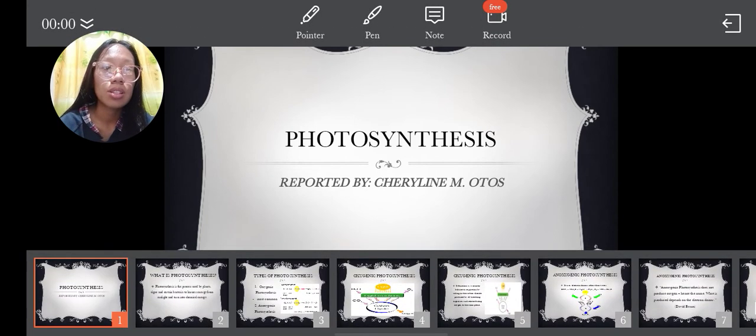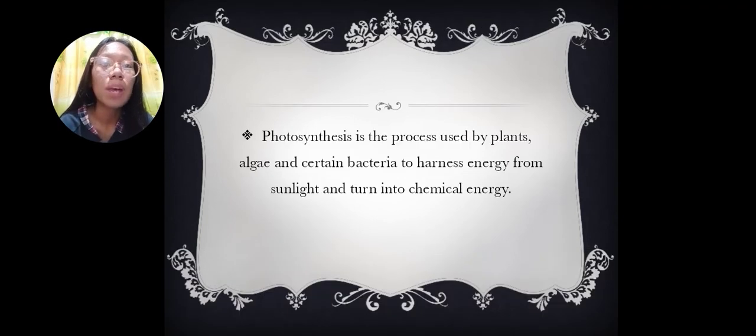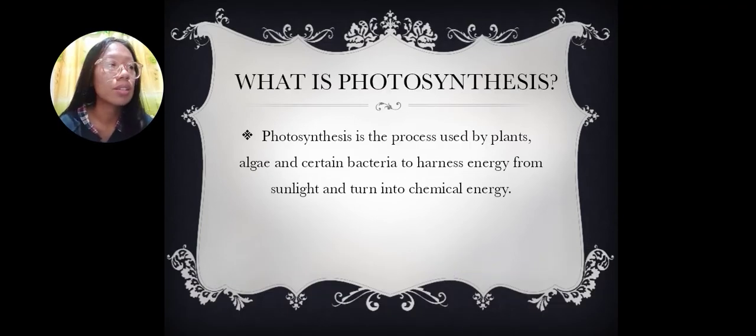Photosynthesis. So, what is photosynthesis? Photosynthesis is the process used by plants, algae, and certain bacteria to harness energy from sunlight and turn it into chemical energy. So, photosynthesis is the process by which plants use sunlight, water, and carbon dioxide to create oxygen and energy in the form of sugar.